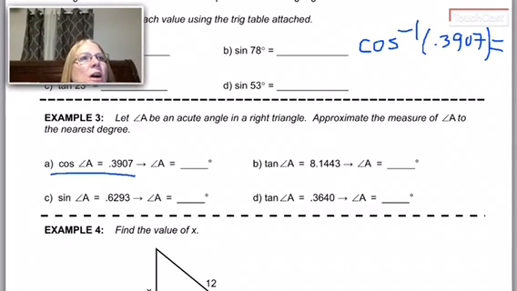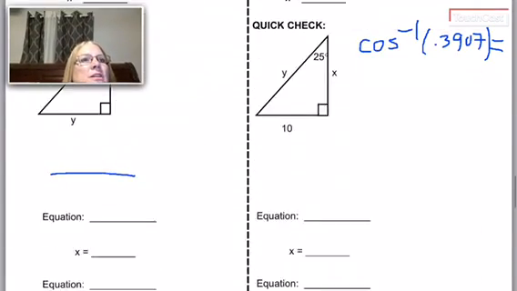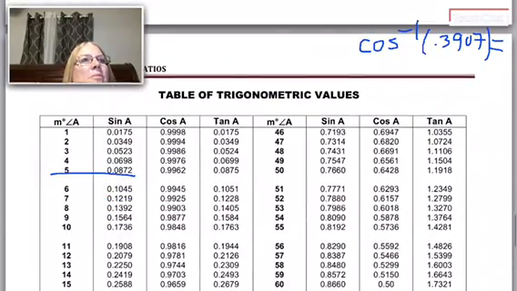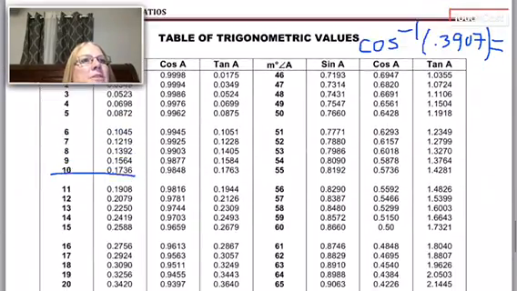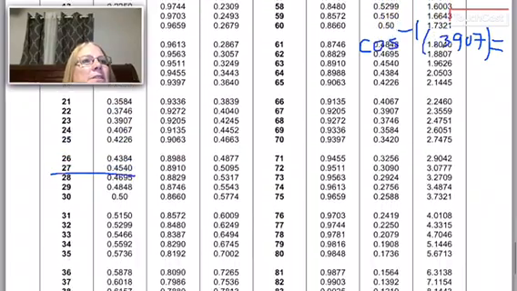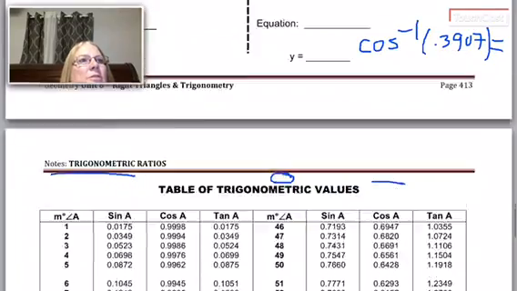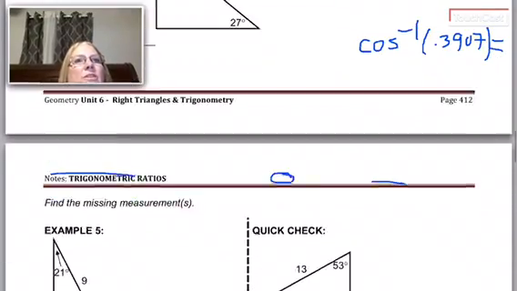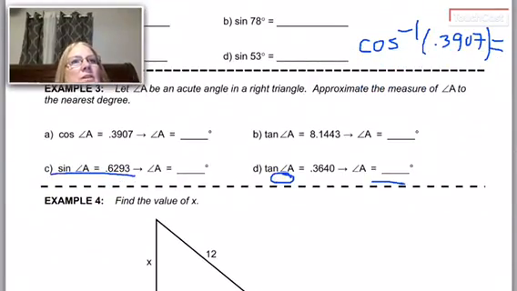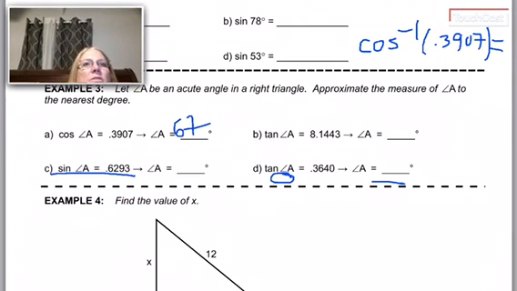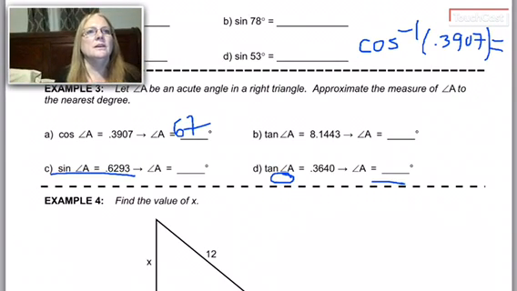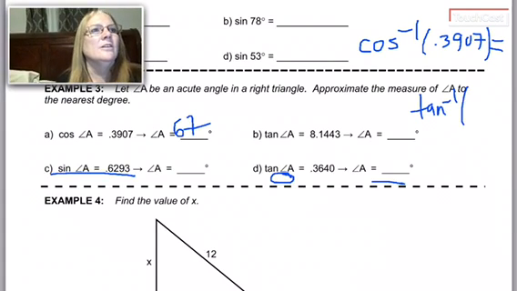and then if you put that in your calculator, it will give you the angle, or we can use our table. So I'm going to scroll down, and remember cosine is this middle column, and we're looking for 0.3907, and it is right here. And so that is 67 degrees. So the inverse cosine of 0.3907 is 67 degrees.